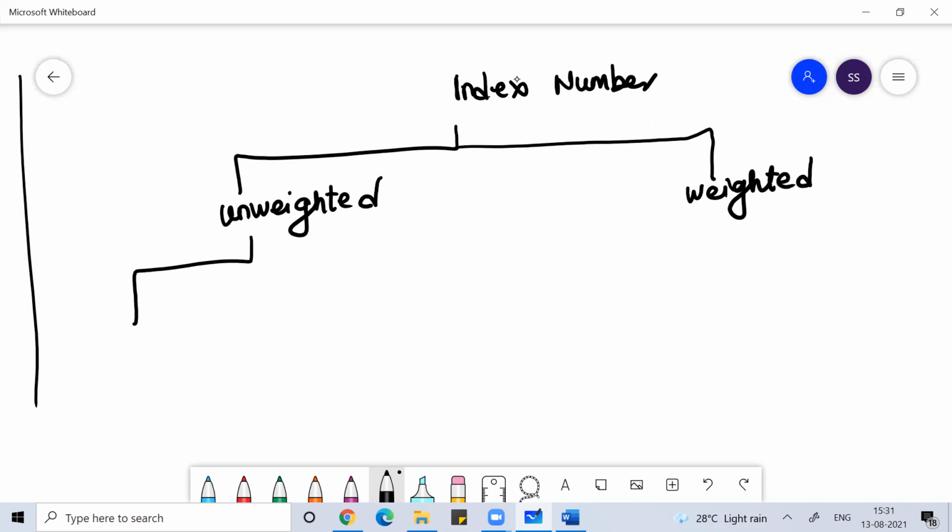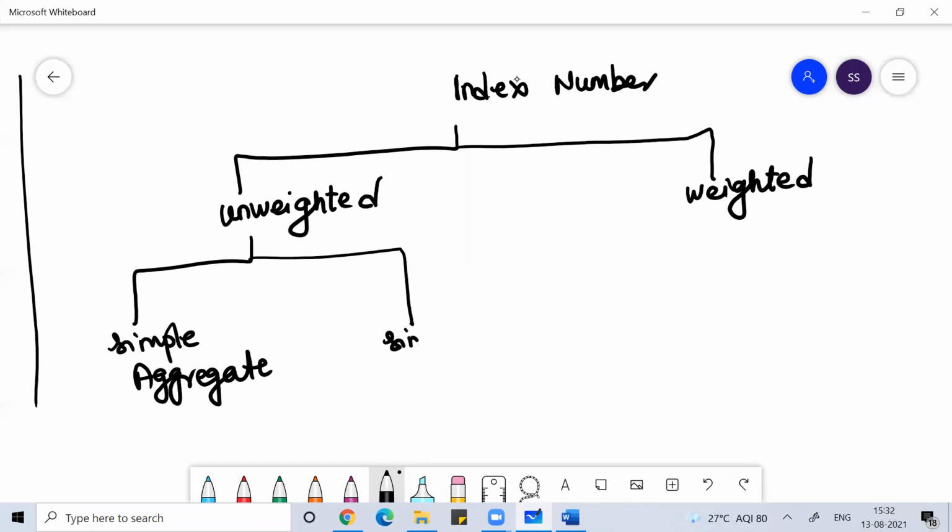Unweighted index numbers follow the formulas under simple aggregate, or simple average of price relatives, that is, simple average of relatives. The relatives can be price relatives or quantity relatives. So unweighted index numbers can be simple aggregate or simple average of relatives.